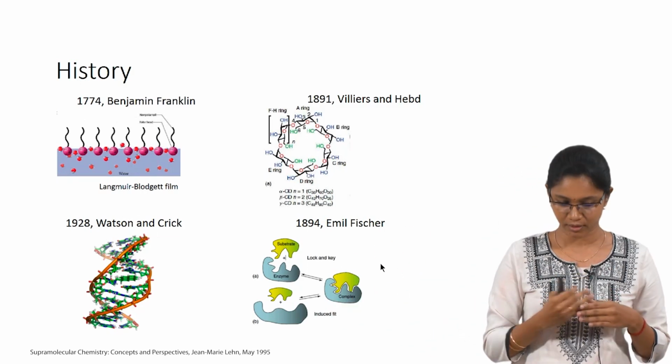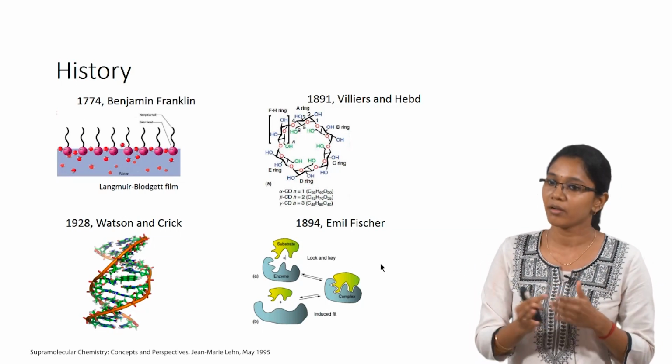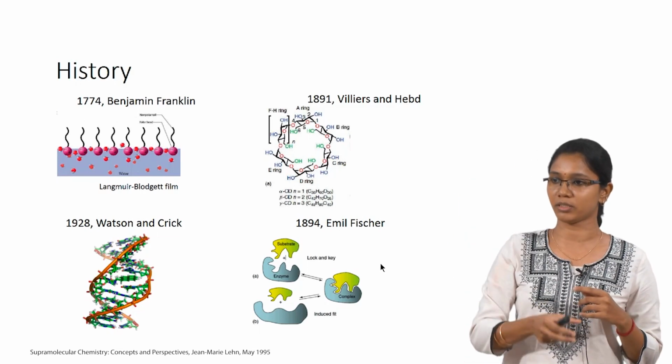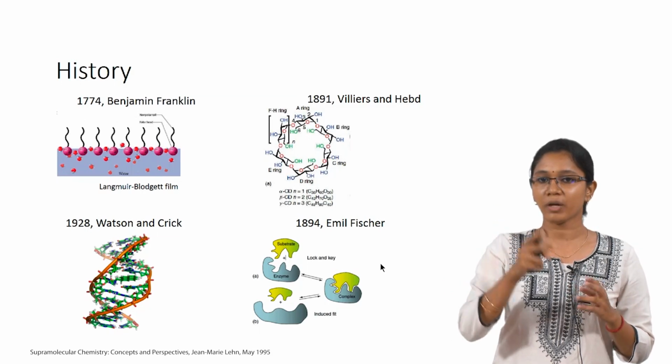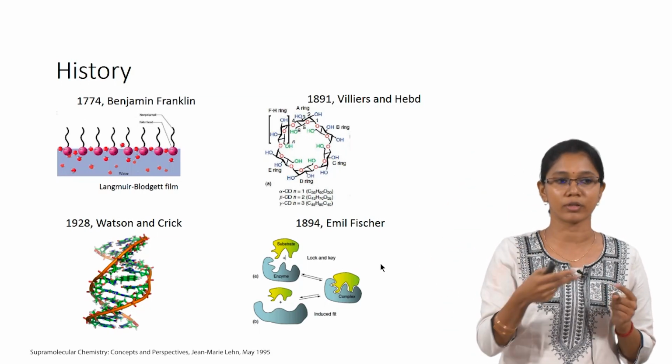And then we have the Watson and Crick model, that is the DNA, which is the basic model of our human body. What runs across is the double helix model. You have two different parallel chains running across, and then you have the hydrogen bonding between them.